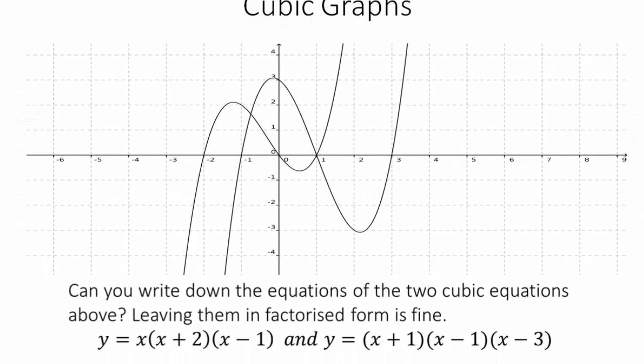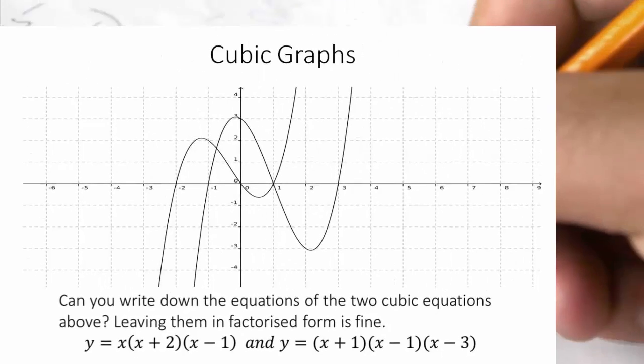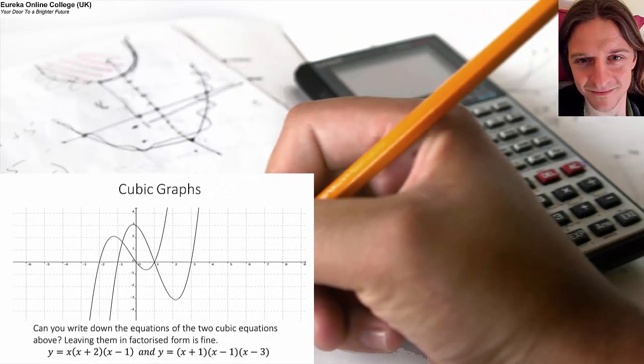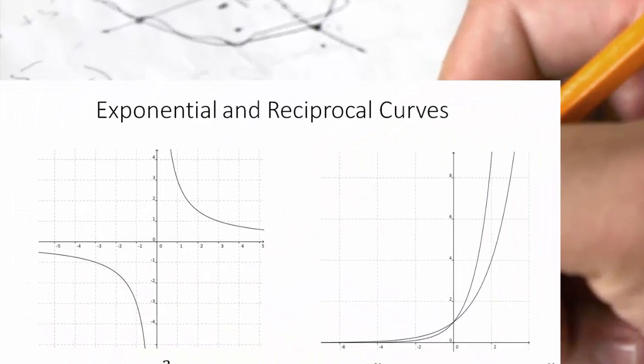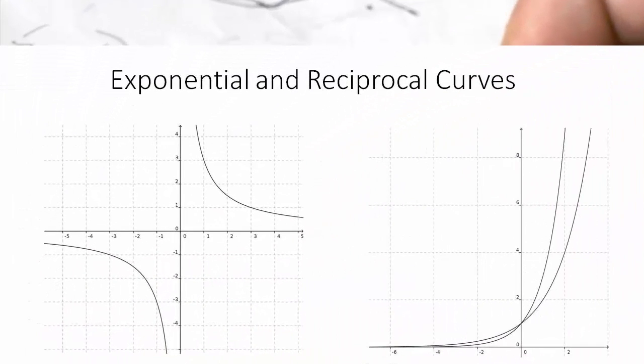Okay, so for the first one, we can see it's hitting at minus 2, 0 and 1. And so we've got y equals x times x plus 2 times x minus 1. Naturally, you can write those down in any order you like. And for the second one, we've got y equals x plus 1, x minus 1, x minus 3. Simple as that. I hope you're enjoying this because we're going to do a few more now. Now, I wonder if you can recognise which of the next following graphs is which.